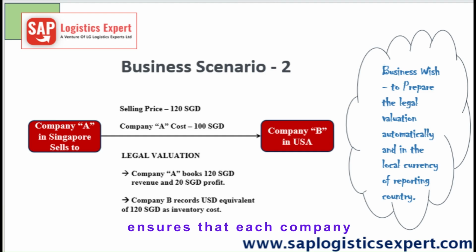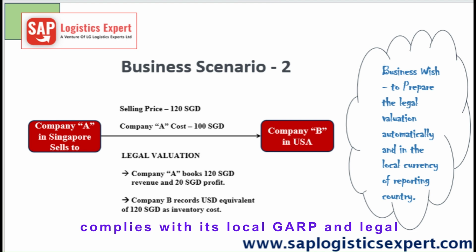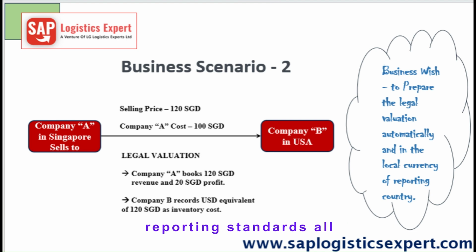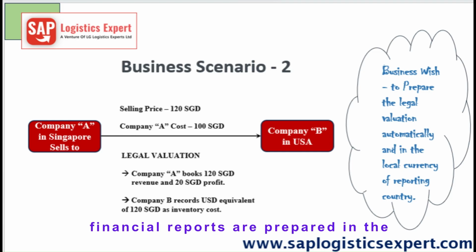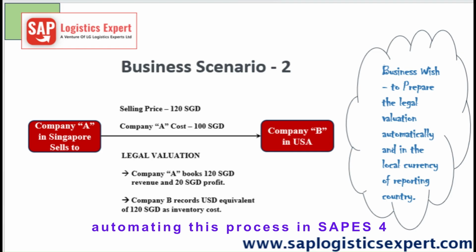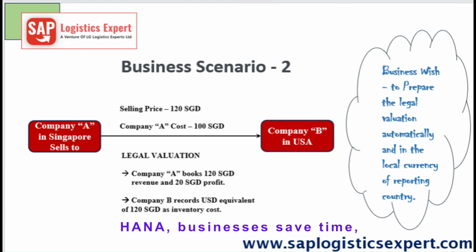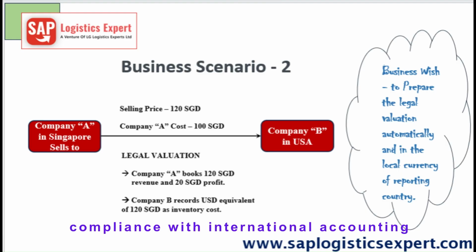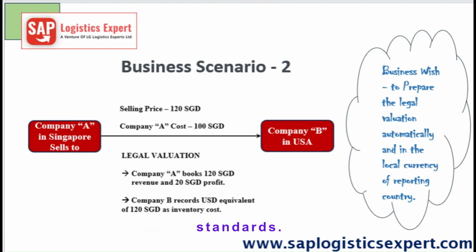This ensures that each company complies with its local GAAP and legal reporting standards. All financial reports are prepared in the appropriate local currency. The group maintains accurate visibility of costs, revenues, and profits across countries. By automating this process in SAP S4HANA, businesses save time, reduce errors, and ensure full compliance with international accounting standards.